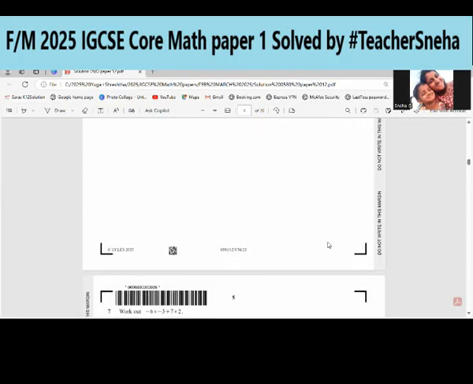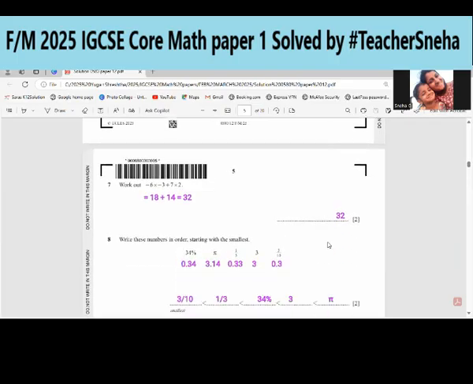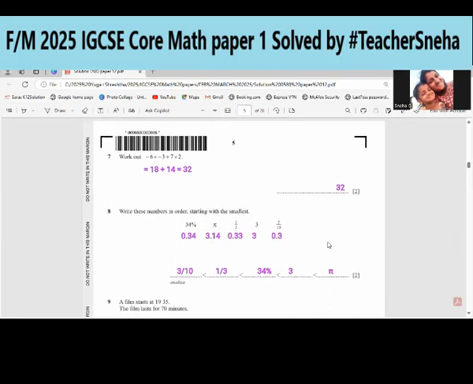Moving further to question number 7. It is a BODMAS question. Negative 6 multiplied by minus 3 plus 7 multiplied by 2. So as we know that in BODMAS, we will solve multiplication first. So negative 6 into negative 3 will give me an answer 18. And 7 multiplied by 2 will give me an answer 14. And I have to add both these numbers. So 18 plus 14, the final answer will be 32.